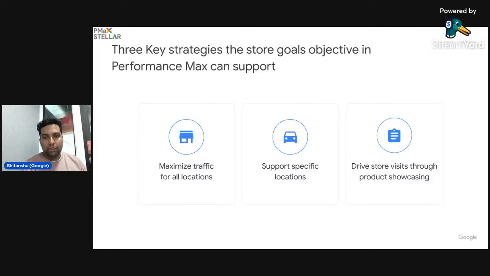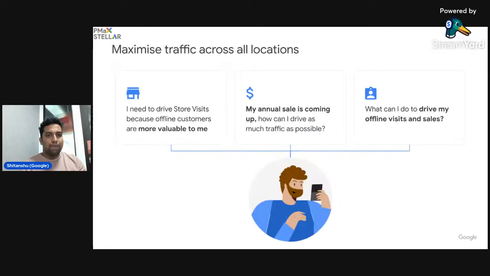Or the other would be when you have to support a specific location or locations. When you have specific locations which are not getting as much traction, and you want to drive more footprint and more store visits to such locations, you can create a Performance Max campaign for that strategy as well. The third strategy is when you have to drive store visits through product showcasing. So you just want to showcase some of the products that you have on offer, and you want to use Performance Max to showcase your products in order to drive more traffic to your offline store. That's the third strategy for which Performance Max can be utilized.